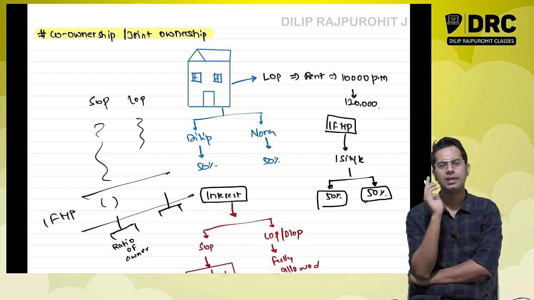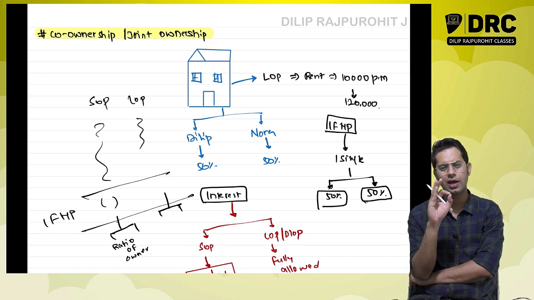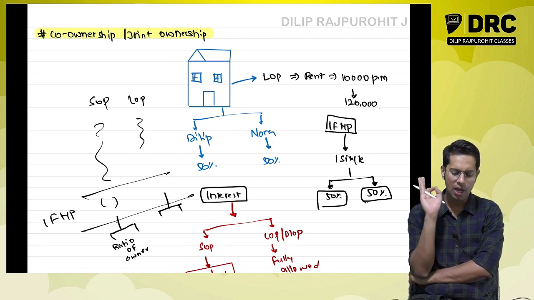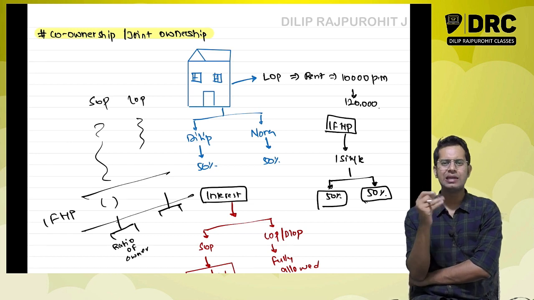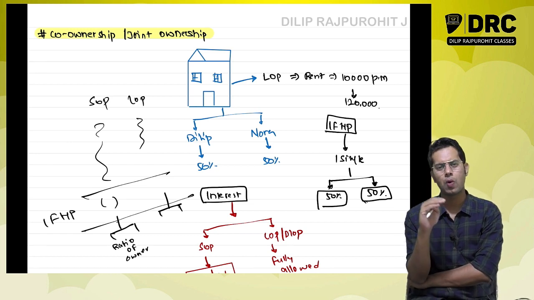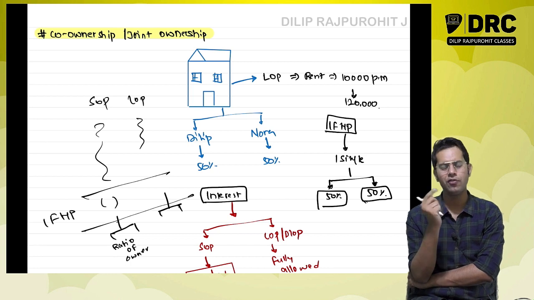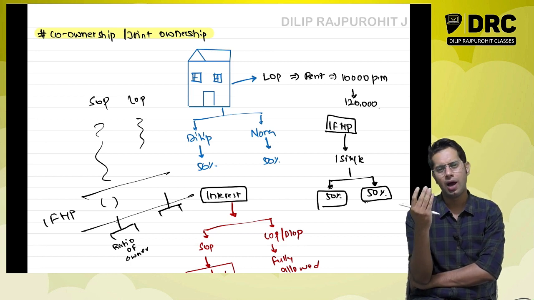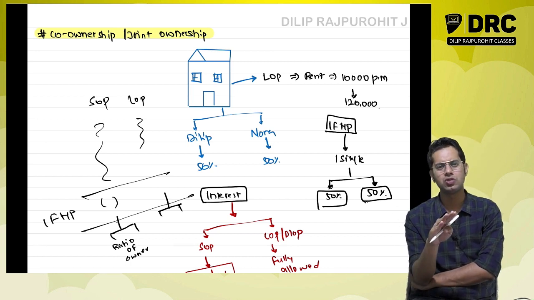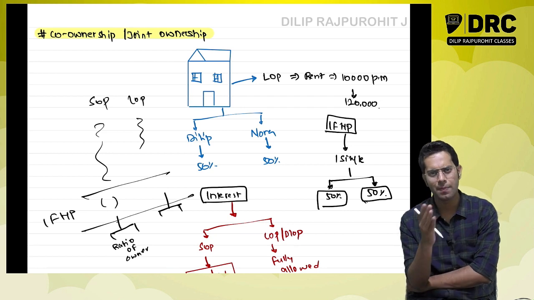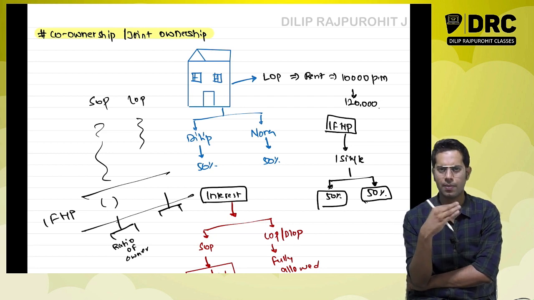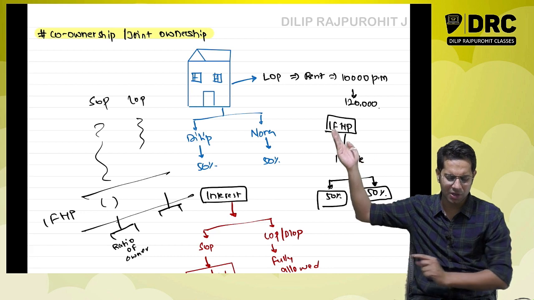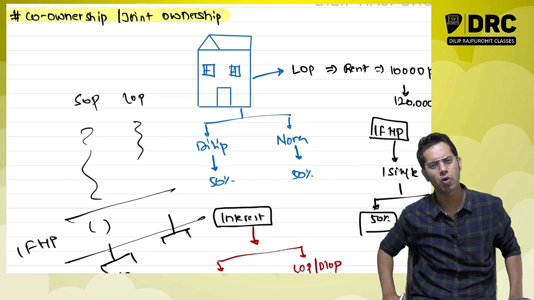If there are 2 or more owners for a house property, then it is said to be co-owned property or jointly owned property. For example, you would have seen that maybe your house is co-owned by your parents, your father and mother together owning the property.